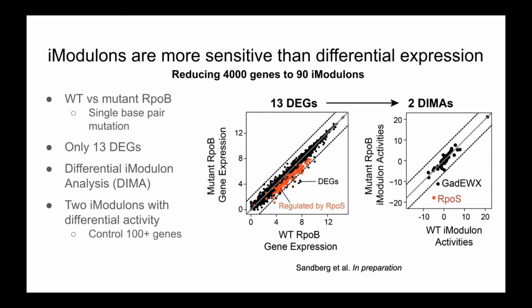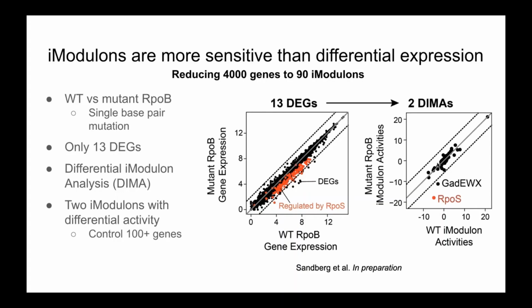And you can see that there's a small, subtle, but still consistent shift down in the expression in the mutant strain compared to the wild type. We are not able to detect this using differential expression analysis. However, over here, when we do differential iModulon analysis, it is very clear that RpoS and GadEWX are the two transcription factors that have different transcriptional effects from these two strains. And so these two iModulons control over 100 genes.